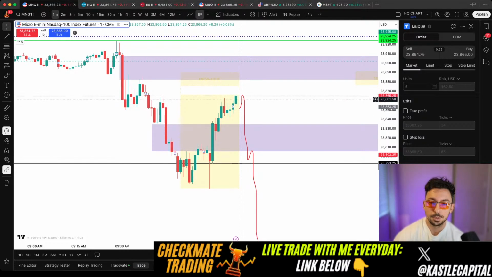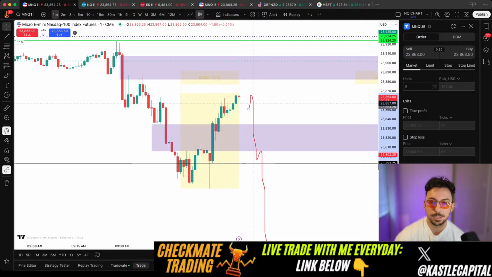Okay, so this is where I'd really want to see it reject. Imagine if it does it exactly from where I drew it. That would be crazy. Okay, so now I want to see a big red candle here through this low. Again, this is not a trading model. This is just speculation, but this is what I expect to happen to rebalance this 5 minutes. So I want the market to come all the way down here now.